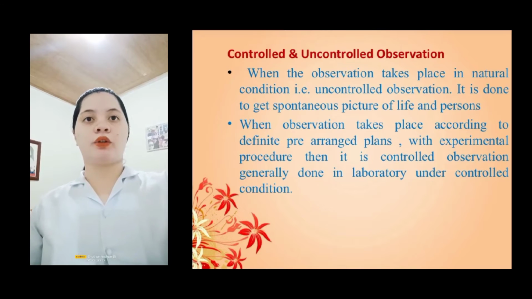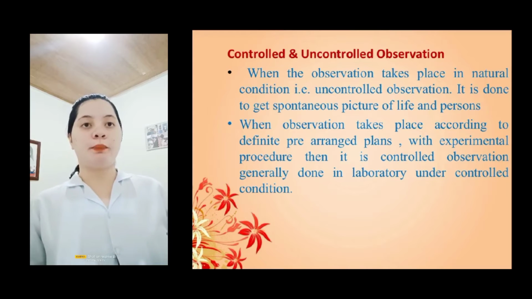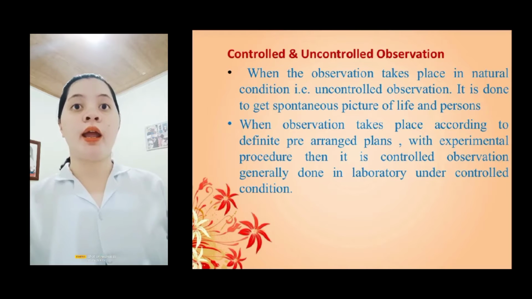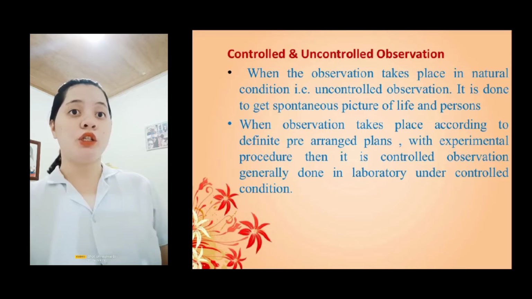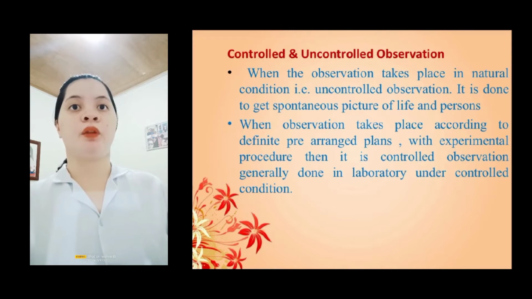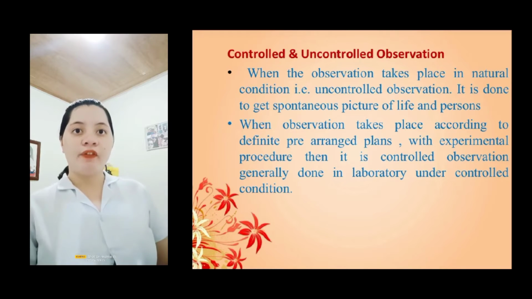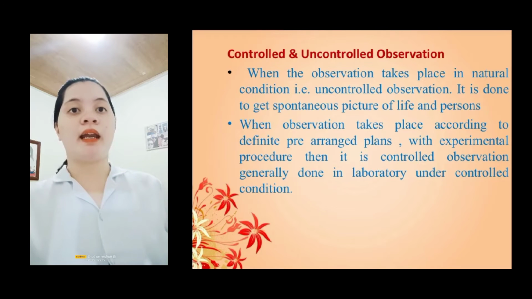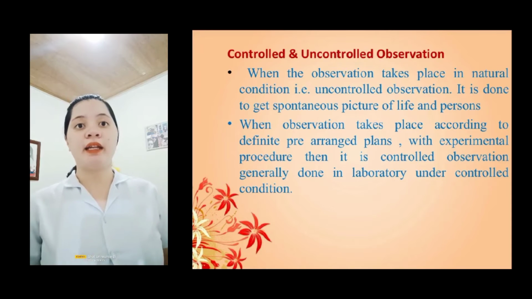Next one is controlled and uncontrolled observation. When the observation takes place in natural condition, for example, uncontrolled observation, it is done to get spontaneous pictures of life and persons. When observation takes place according to definite pre-arranged plans with experimental procedure, then it is controlled observation. It is generally done in the laboratory under controlled condition.